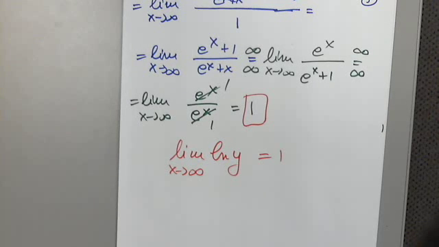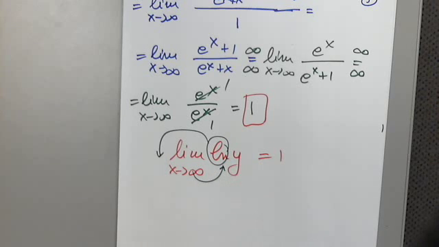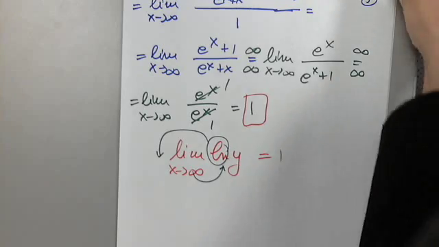Okay. What happens next? We switch. Exactly. We swap the operators. We are allowed to do that because the function we're talking about, or the natural log of the function we are talking about, is continuous. So conditions are fulfilled.